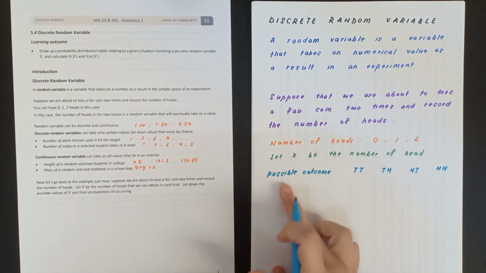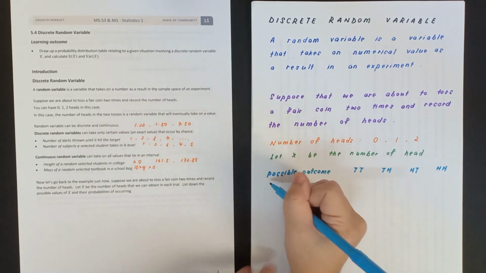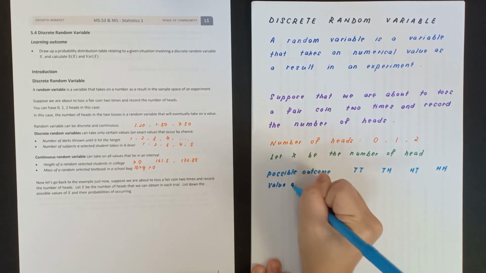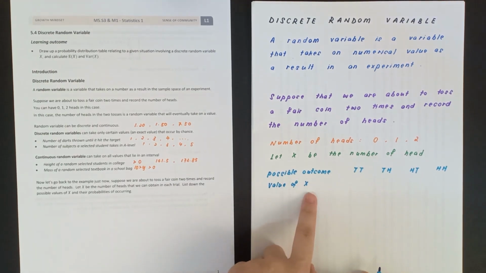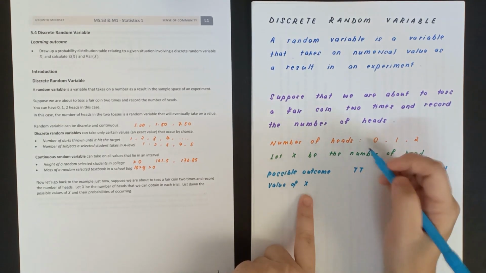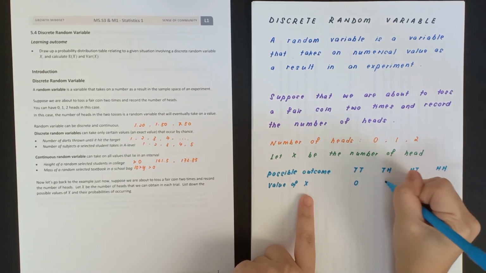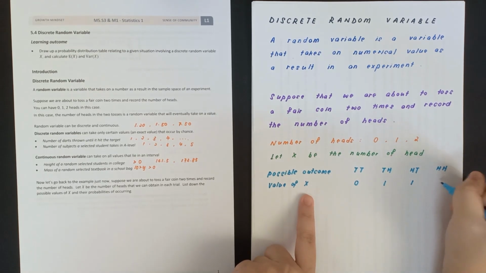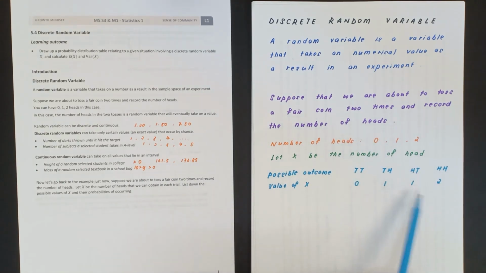So for all these outcomes, what is the number of x here? Maybe here I'll put the value of x. Let x be the number of heads. So what is the value of x? Do you have any head here? No, so 0. Do you have any head? Yes, 1 head, right? So 1. How many heads do you have? 1. And how many heads here? 2. So this is the value of x. When you record the number of heads, this is what you will record.